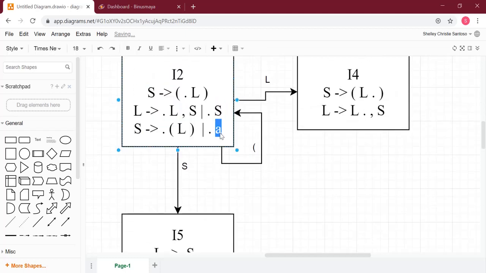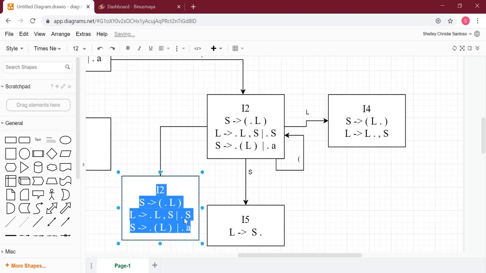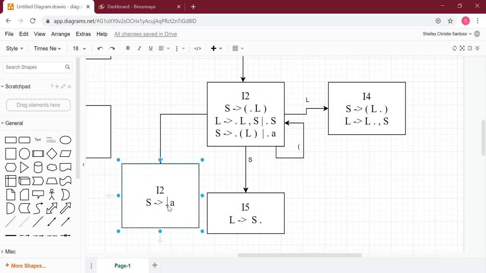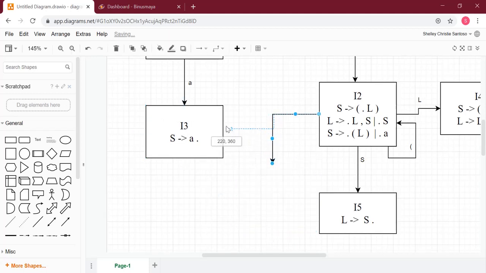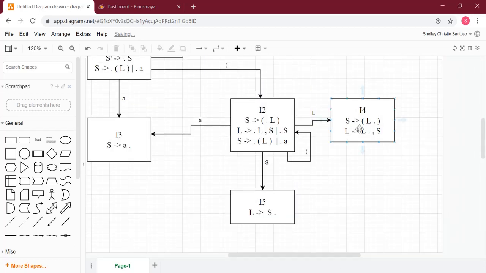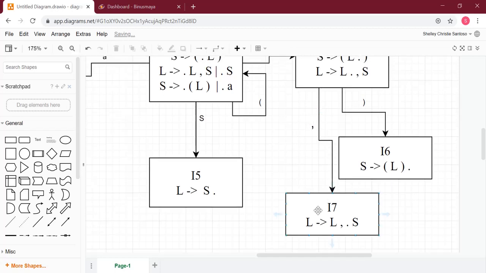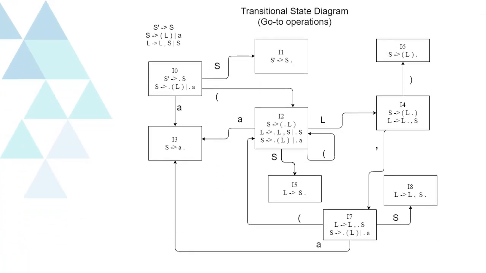Next one is terminal A. Let's see. Terminal A would be this one. And it would go there. Because we've actually done this before in I3, we can just delete this and make the arrow go into I3. This is the finished transitional state diagram.